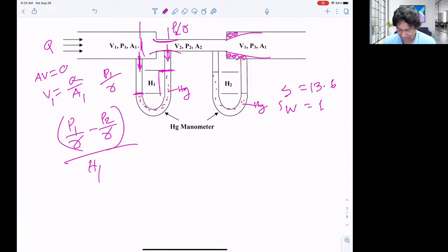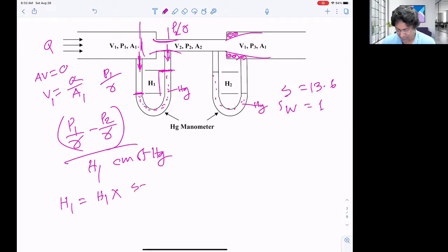So that will be in terms of centimeter of mercury, the height, or millimeter of mercury. If it is in millimeter, you have to convert it to centimeter or meter, whatever unit you need, right? And after that, what do we have to do? You have to convert, because we are measuring the head loss due to contraction and expansion, and the fluid is water. That's why we have to convert that H1 in terms of water column, height of water column.